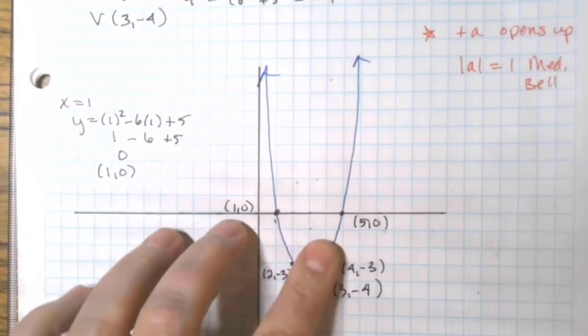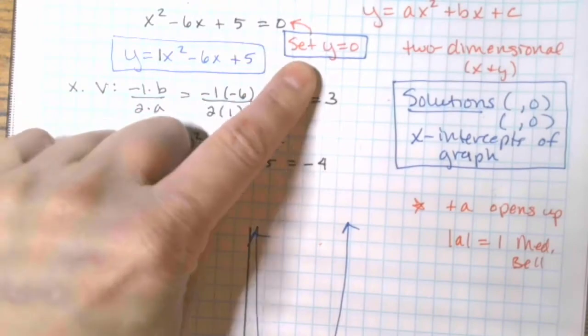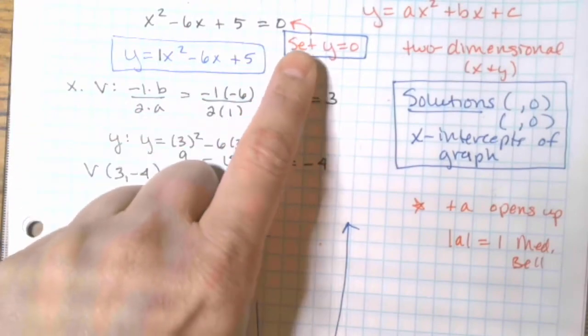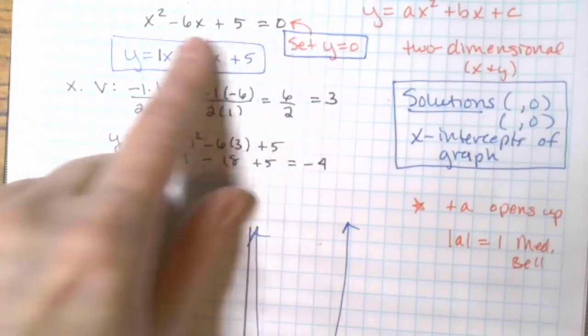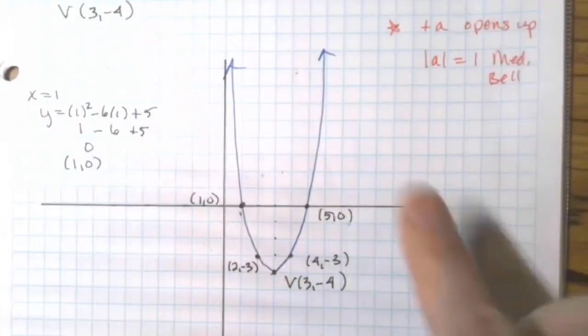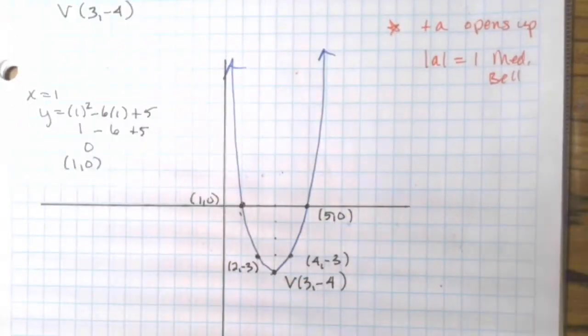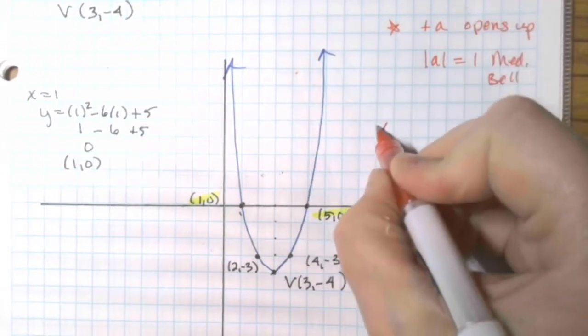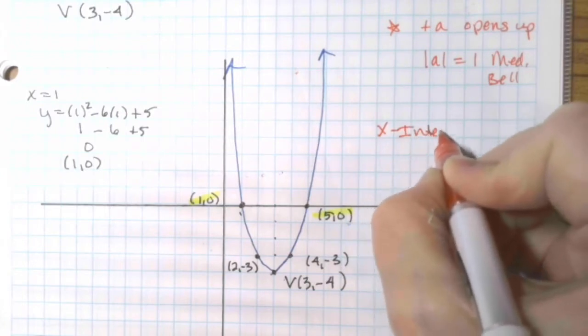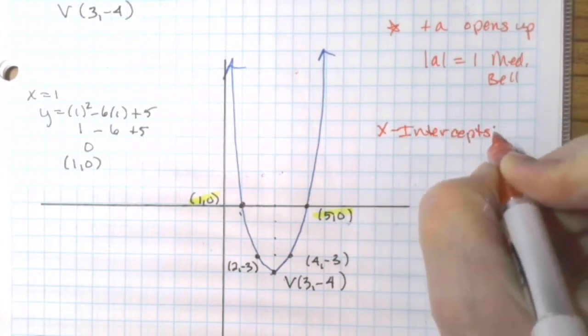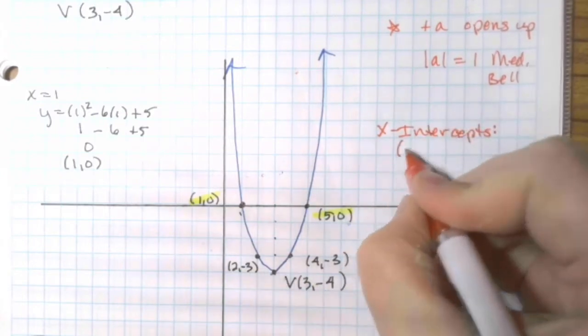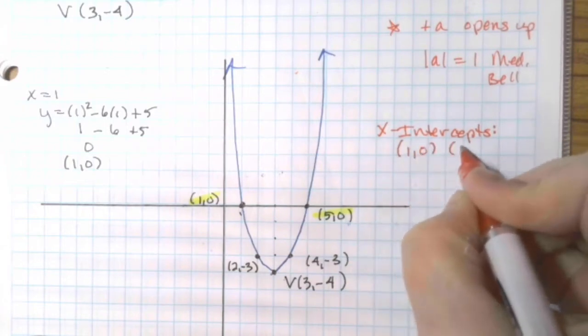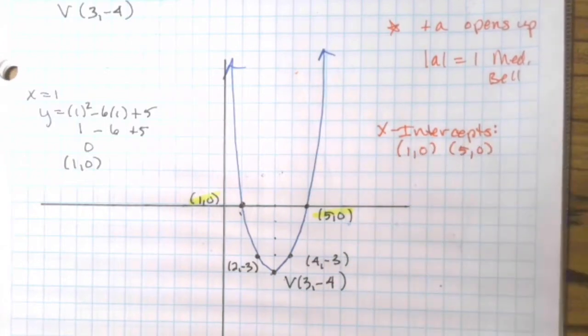Remember that in the beginning we replaced 0 with the y. So wherever y equals 0, we get our solutions. Well, these are the two places where y equals 0: (5, 0) and (1, 0). So what have we got? Okay, we're going to label this really clearly. Our x-intercepts off of our graph are (1, 0) and (5, 0).